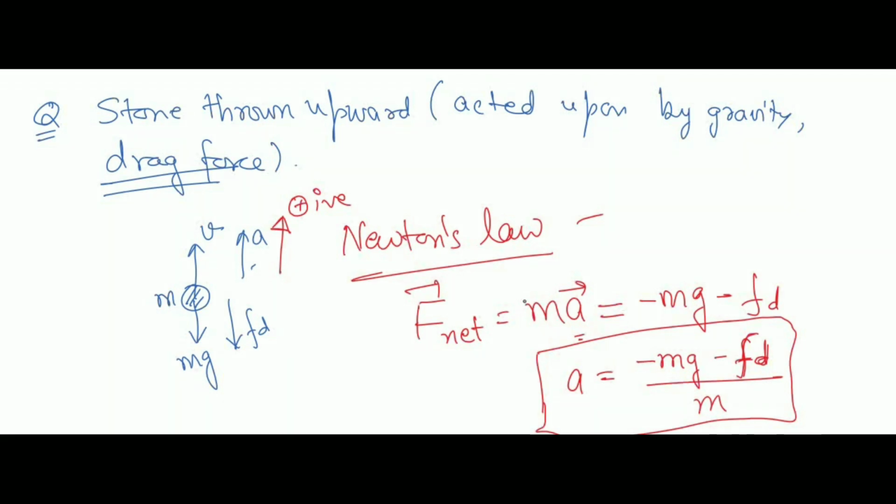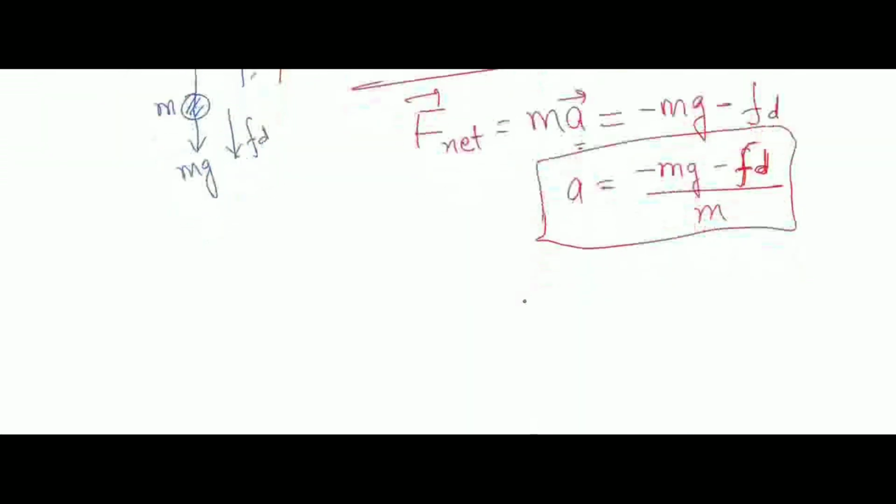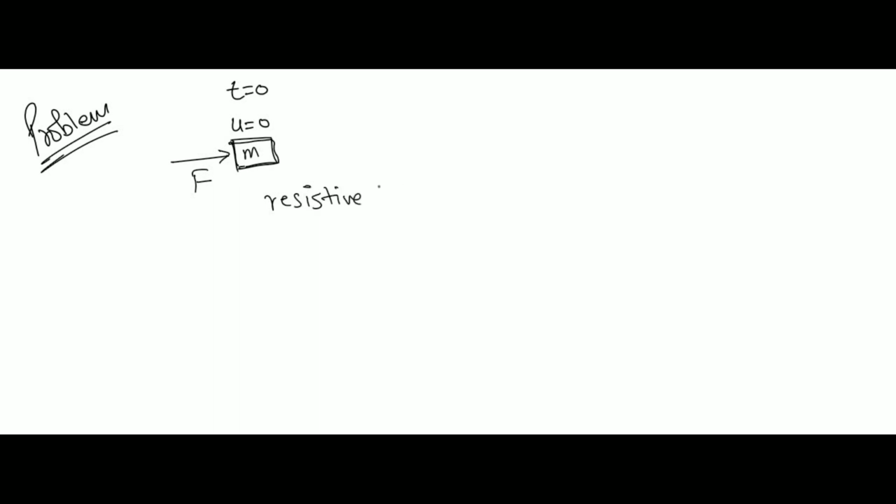Okay, so let us discuss one problem and solve for the velocity where the acceleration is not constant. There is a block of mass m and a force F is applied on it. At t = 0, the initial velocity of the block is 0. Suppose there is a resistive force, which is also a drag force, equal to minus bv, where v is the instantaneous velocity of the particle.